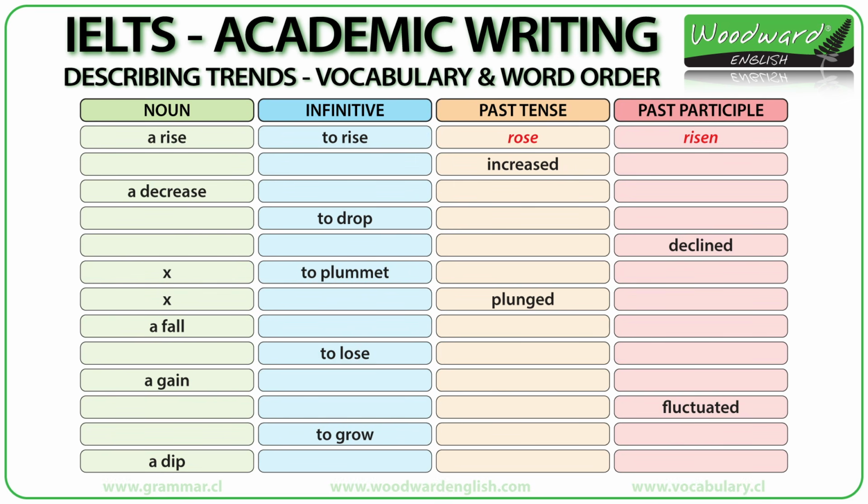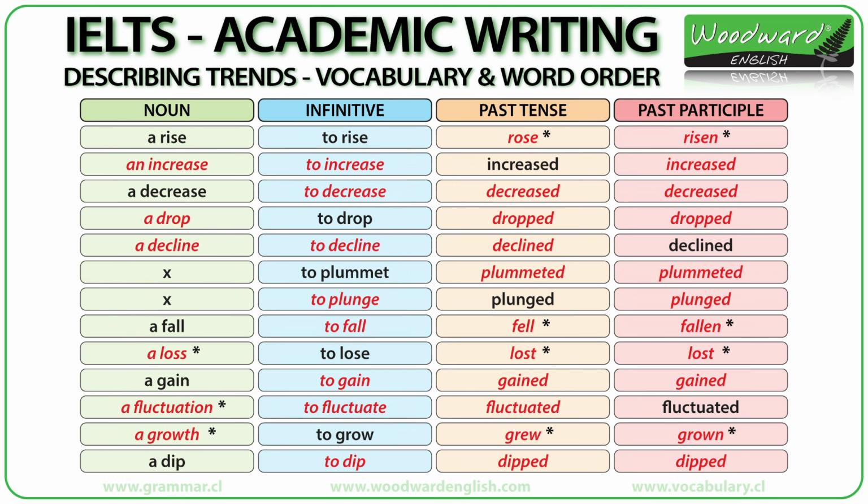I will now show you the answers. The words with an asterisk are irregular, so you should pay attention to these. When you learn a new word, try to remember the other forms of it, which means see if it has a noun form or a verb form. If the word does have a verb form, learn what it is in the past tense and its past participle form.